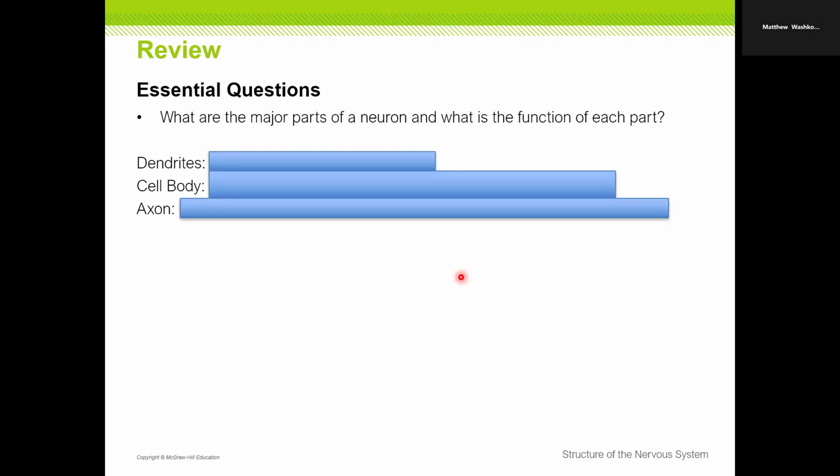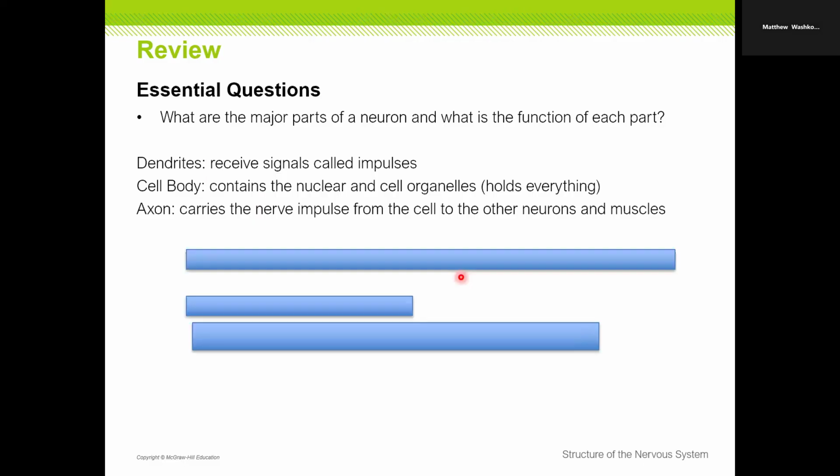So we have 3 major parts of a neuron. What's the function of each part? And I want you to actually pause the video and think. Don't go in your notes. I want you to think. If you're not sure, guess. Pause the video now. 3, 2, 1.